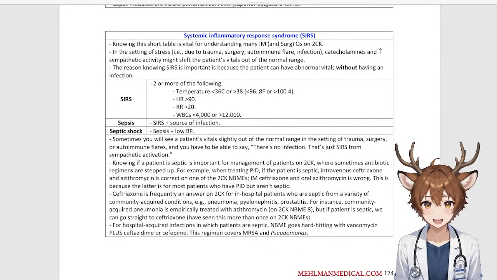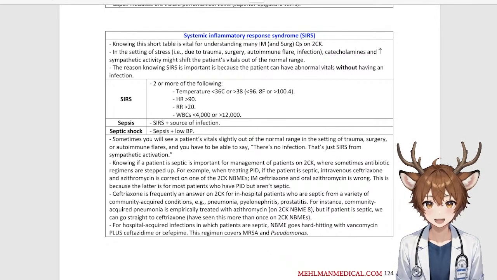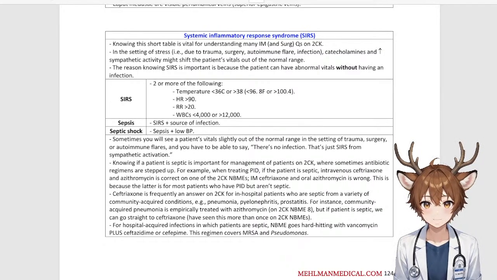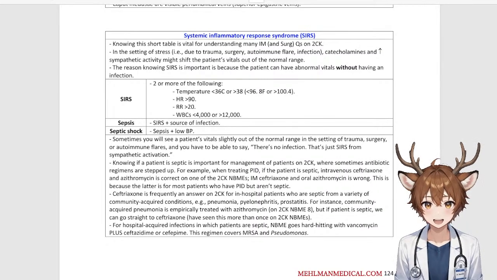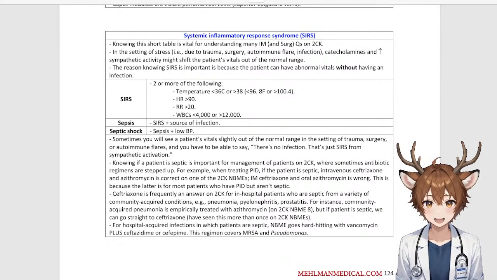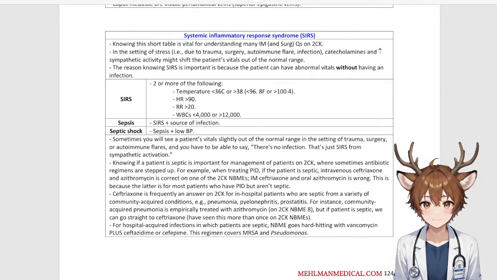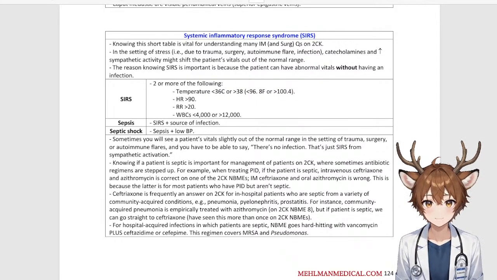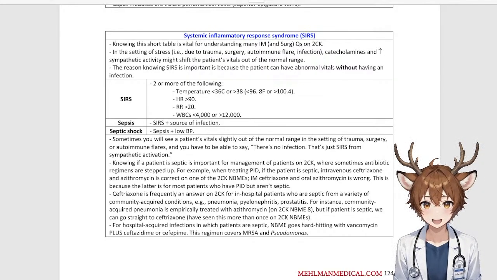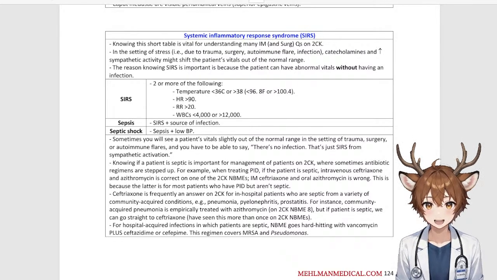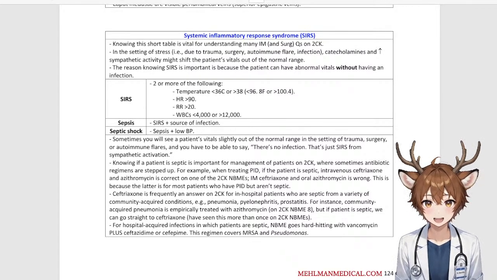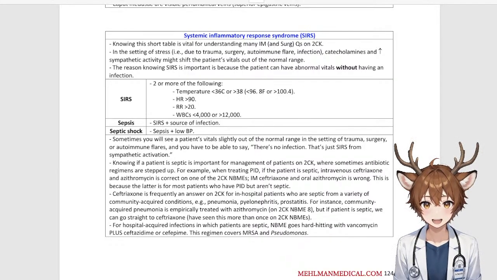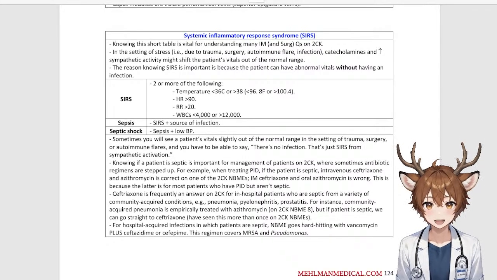So SIRS, 2 or more of the following. Temp is less than 36 C or greater than 38, less than 96.8 Fahrenheit or greater than 100.4. Heart rate is greater than 90, respiratory rate is greater than 20, white blood cells are less than 4,000 or greater than 12,000. You might say, well, how can it be really low or really high?